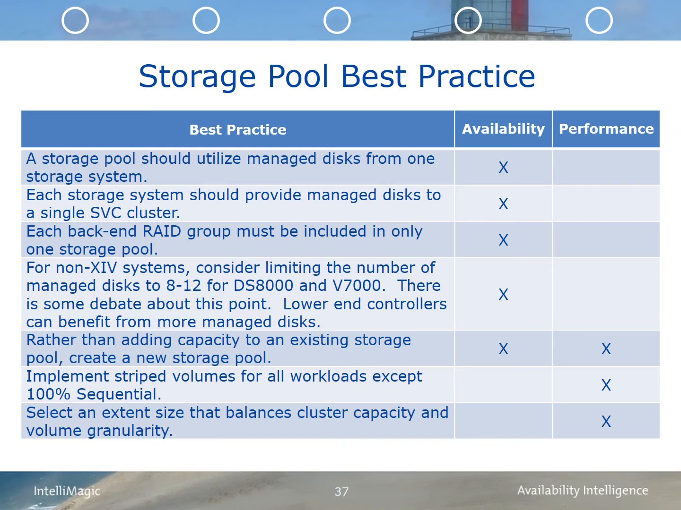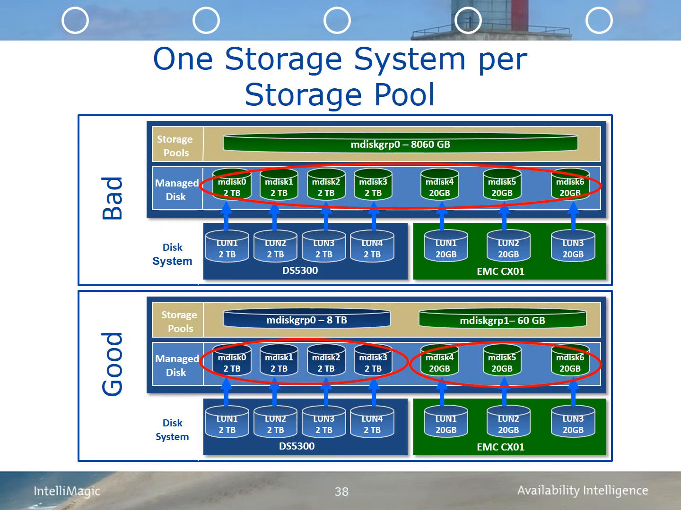Rather than adding capacity to existing storage pools, consider creating a new pool. Implement striped volumes for all workloads, except 100% sequential, and select an extent size that balances cluster capacity as well as volume granularity. For non-Easy Tier systems, it's important to only have one storage system per storage pool.